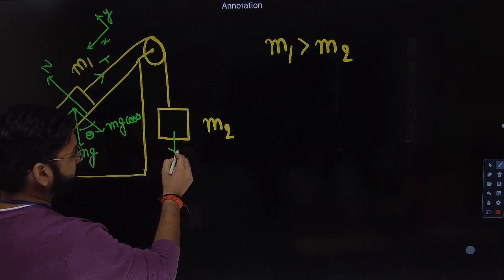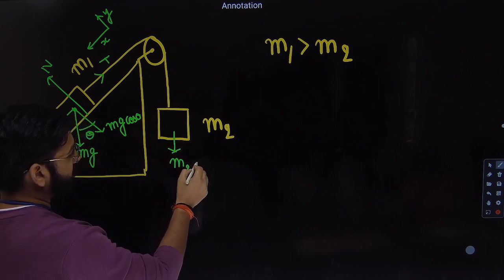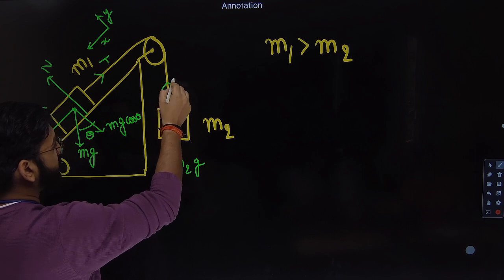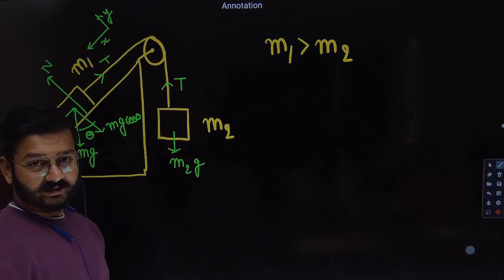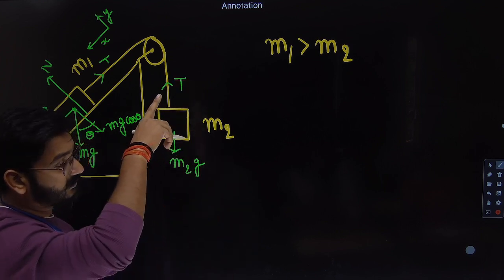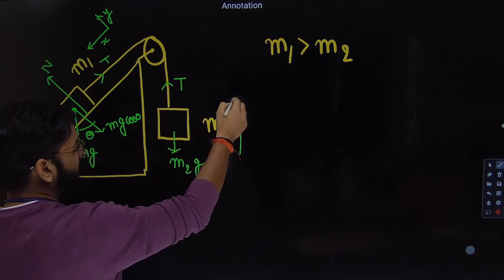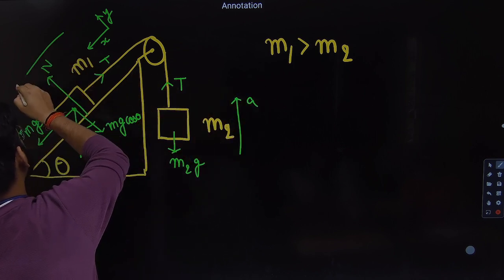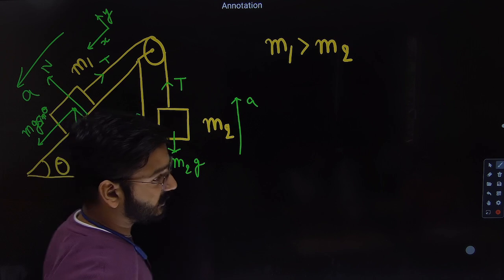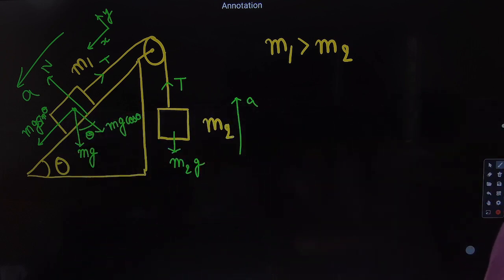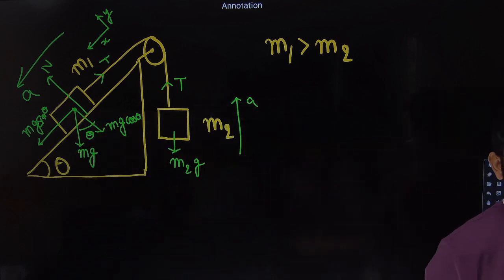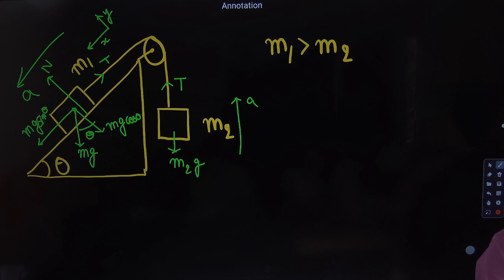For this one, which force will be in the downward direction? Which force will be in the upward direction? Same string, same tension. Which one is heavier? So this one will move up, and this one will move downwards, down the inclined plane. Free body diagram completed. Any doubt? Let me know.